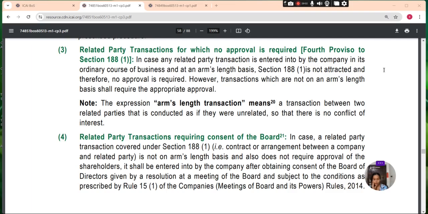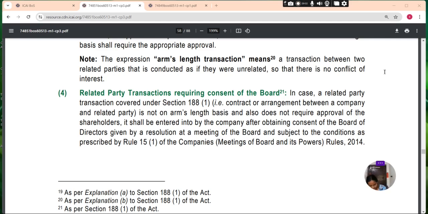Related party transaction requiring the consent of the board. What is required in a related party transaction? Consent of the board is required. In case of a related party transaction covered under Section 188, where the contract or arrangement between a company and a related party is not on arm's length basis and also does not require approval of the shareholders, it shall be entered into by the company after obtaining the consent of the board of directors given by resolution at a meeting of the board, and subject to the conditions prescribed by Rule 15 of the Companies (Meetings of Board and its Powers) Rules, 2014.